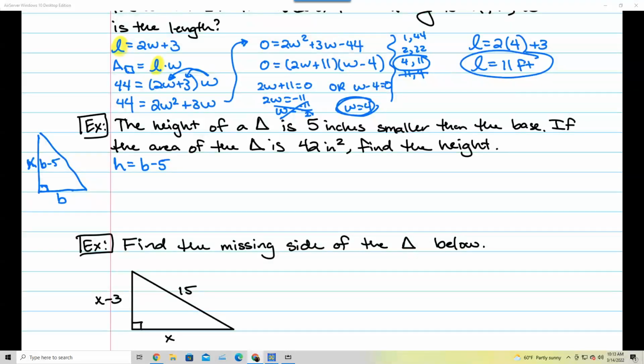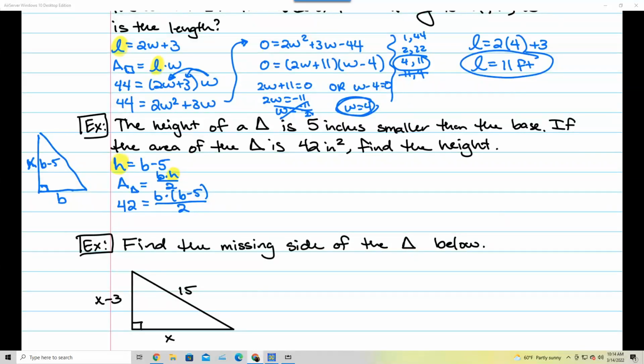If the area of the triangle is 42 inches squared. So I'm going to go ahead and write the area of a triangle. The formula for the area of a triangle is base times height divided by 2. And now I'm going to go ahead and start substituting my values. I know that the area of the triangle is 42, so I'm going to go ahead and replace that here. I don't know anything about the base, so I'm just going to write b. I do know that the height is this h that we just figured out. This h is the same thing as this h. So instead of writing the letter h, I get to replace it with b minus 5, divided by 2.